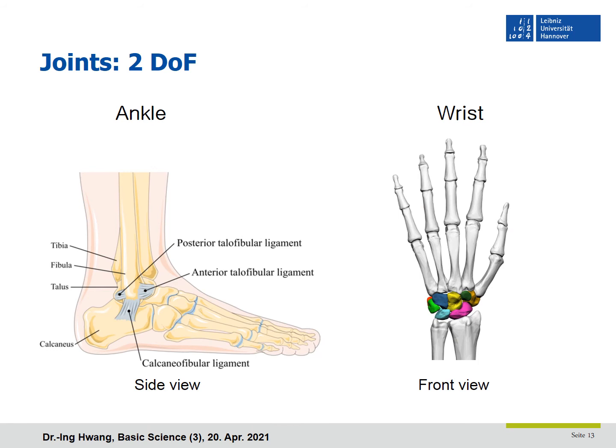Here are the ankle and wrist. They have a more complicated structure than the elbow and knee. Their degree of freedom is 2 because they can do flexion and extension as well as abduction and adduction for the wrist, and eversion and inversion of the ankle.